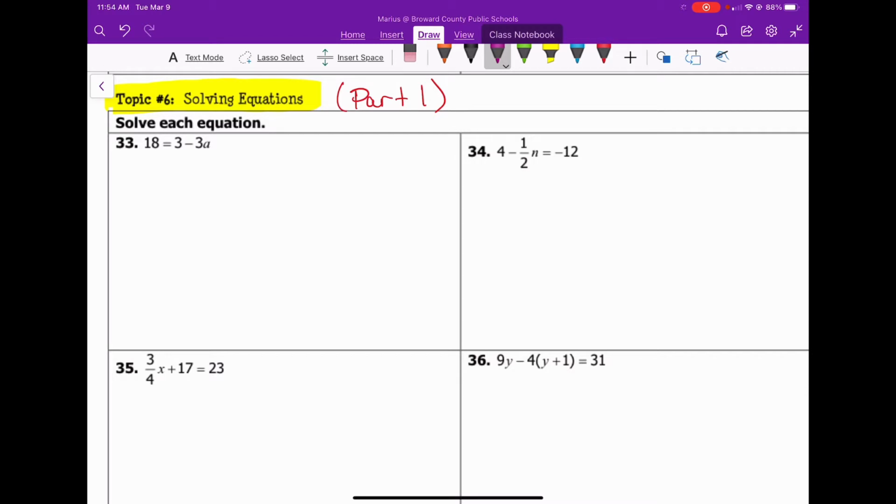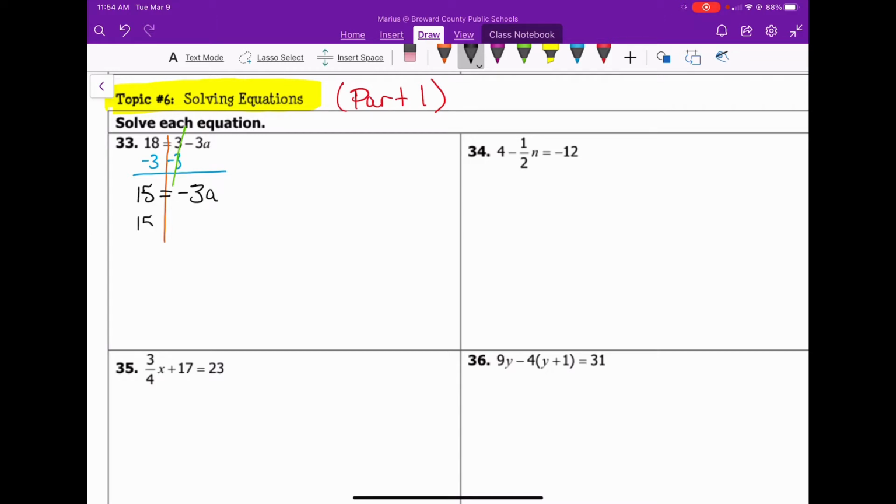Number 33 says 18 equals 3 minus 3a. First thing you want to do, separate it into two sides. Now you have the left and the right. Since my variable is on the right, I want to start off with this one. The most efficient move to make first is to subtract 3 from both sides. The reason we're subtracting 3 from both sides is because the 3 is positive. In other words, in order to move it, it has to become negative. When we do that, the 3's cancel out, and now we're left with 15 equals negative 3a.